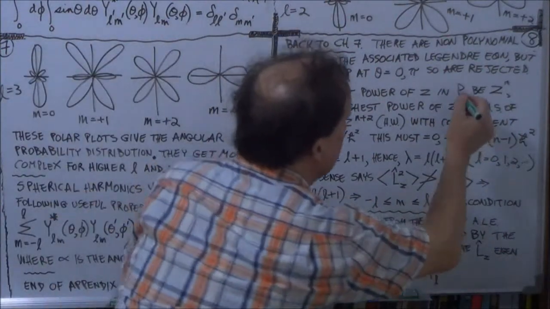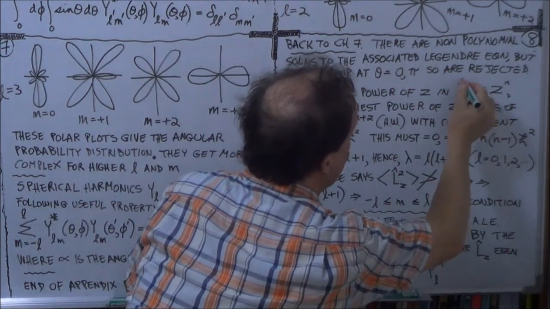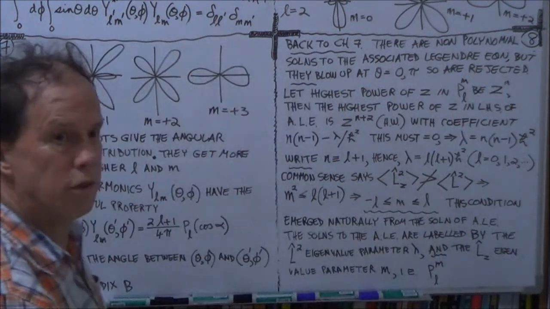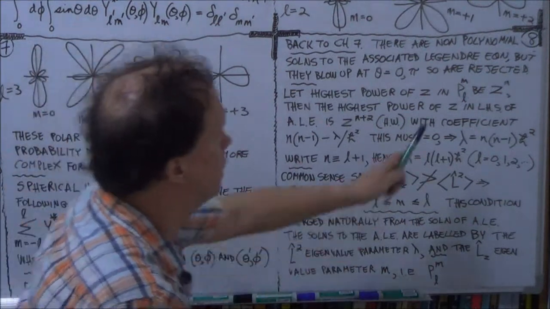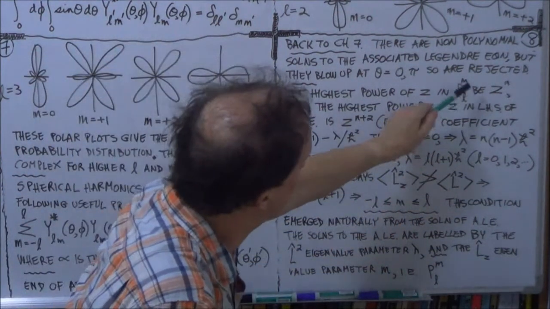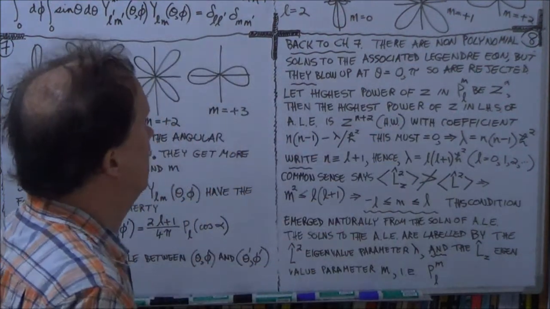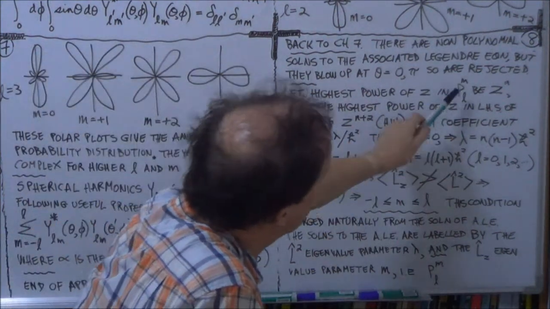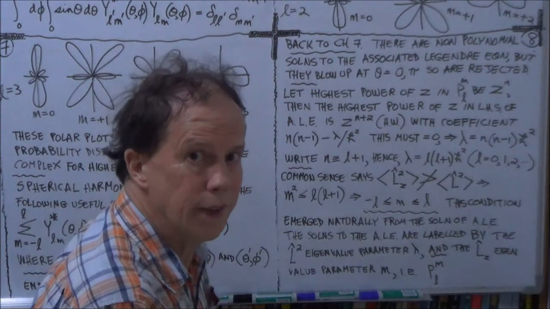I'll put it all in. So L M, so that you know you're talking about the associated Legendre polynomial with two parameters, L and M. Now it's just a weighted sum, right?